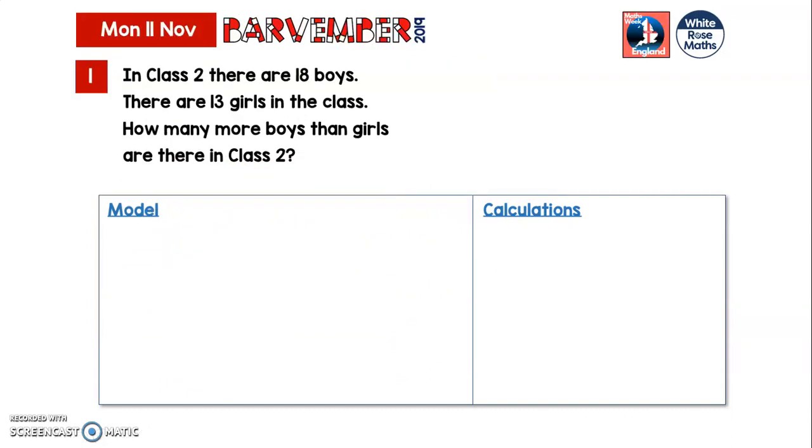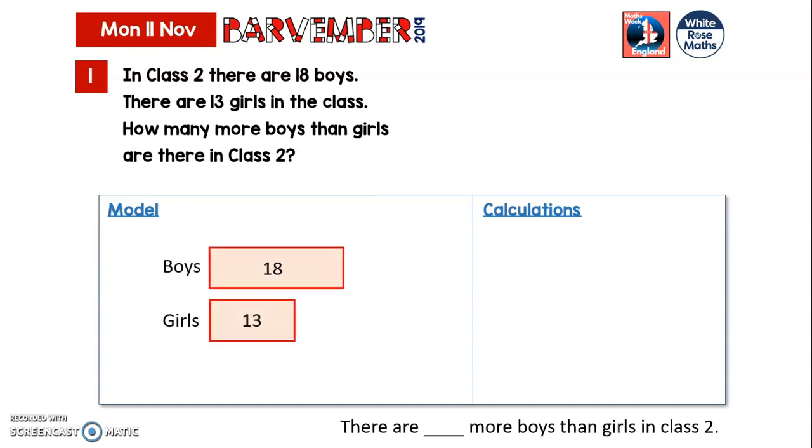Right, next question. In class 2, there are 18 boys and there are 13 girls in the class. How many more boys than girls are there in class 2? So this is a comparison bar model again, because we're asked how many more boys than girls. So 18 boys, 13 girls, the bars for boys and girls are there. And then the answer to the question is the gap in between them, the space between those lengths. So the calculation, 18 subtract 13, which is 5. So there are 5 more boys than girls in class 2.